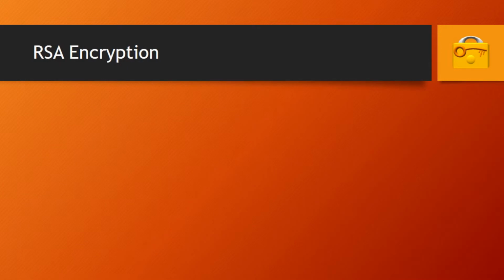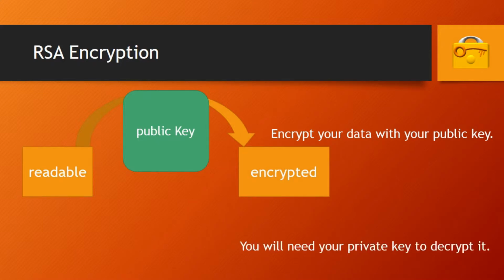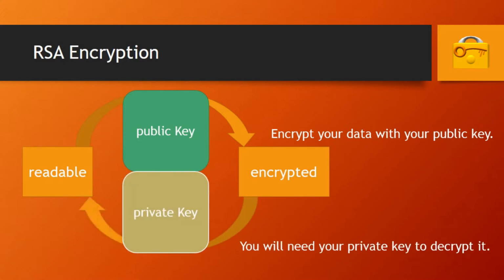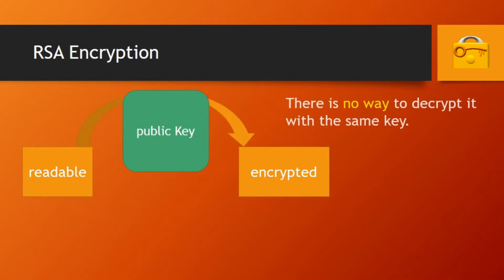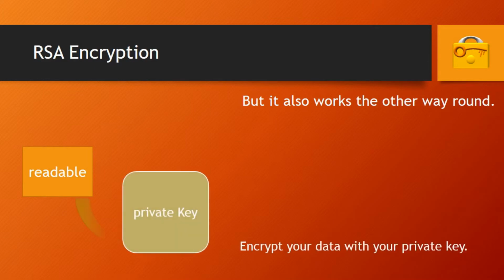So let's drill down a little bit into RSA encryption. We have our readable data. We have our public key and we encrypt this data with this public key. To get back our readable data, we use our private key. So you can say RSA works somehow like a roundabout, and there is no way to drive against the traffic. The difference is you can switch the directions.